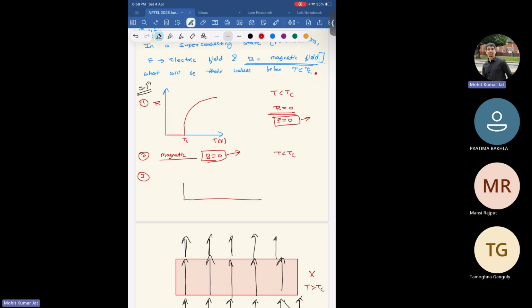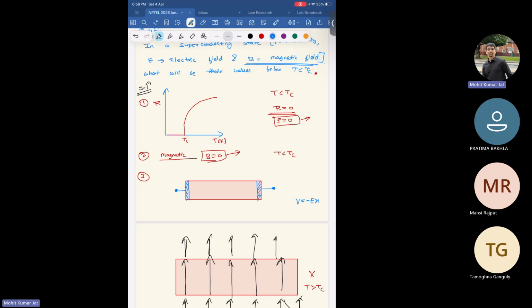So if you see here, what does it mean to have a superconducting state? Let's say you are having this point and this point. What is electric field? If there is an electric field, then there will be a potential difference, right? That's what we know. V is equal to minus Ex, right?